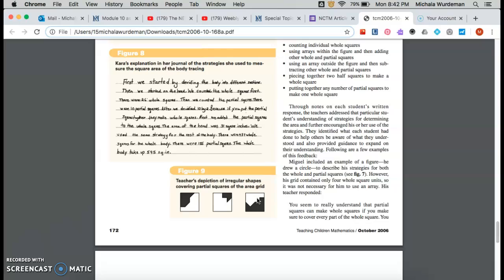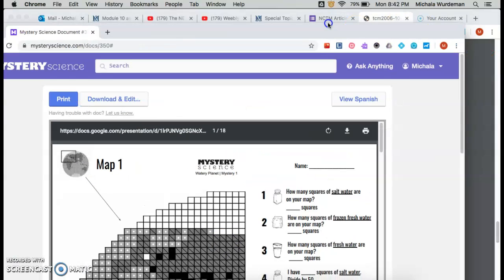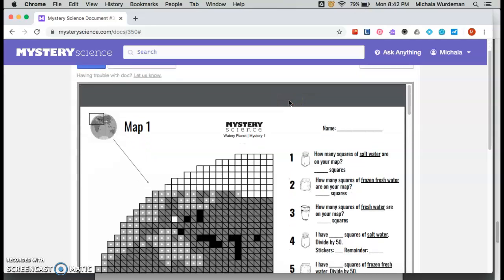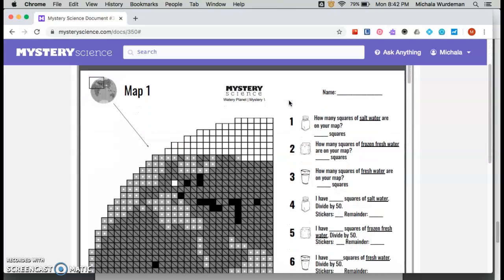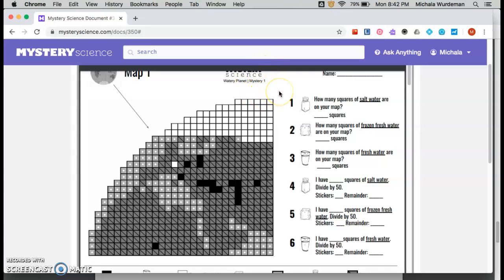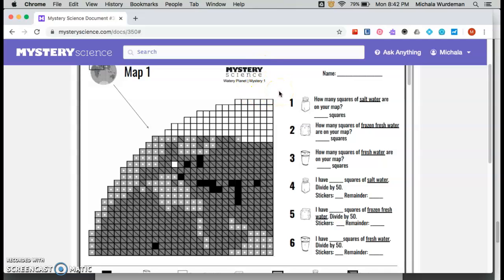It kind of went right with an activity I just did in science class with my students, and I can show you what that looks like. In science class, we are talking about how much water is in the world, and my activity with my mystery science unit was talking about the water in the world and breaking it apart with their salt water, frozen fresh water, and their fresh water and the salt water. And they were given maps like this, and they had to count the area. And so students were doing some of those exact same things as in the article. They were coming up with arrays to be able to count their squares.